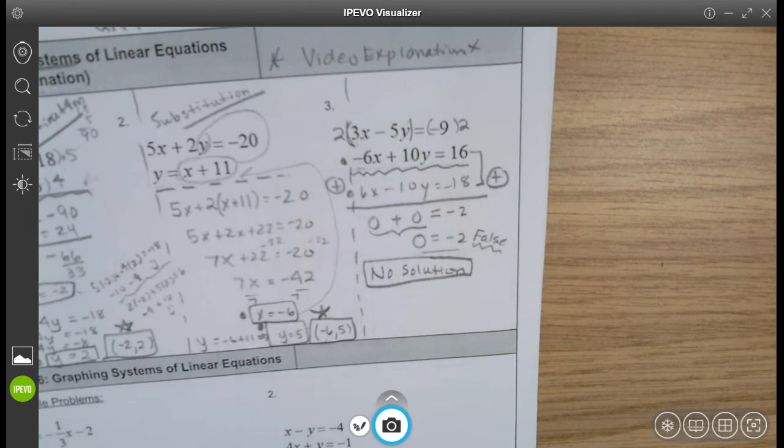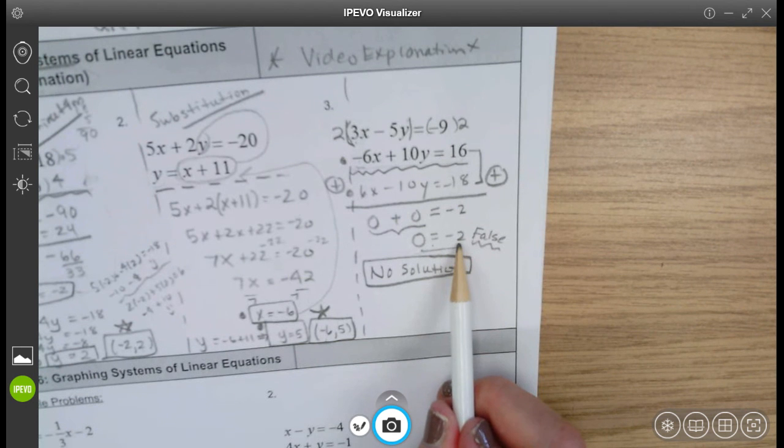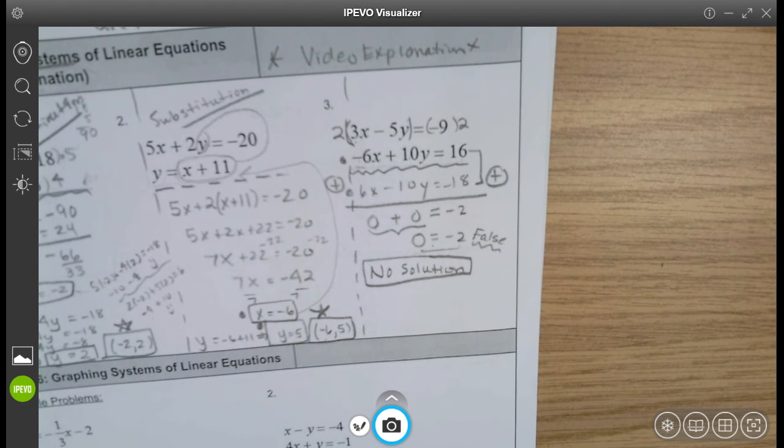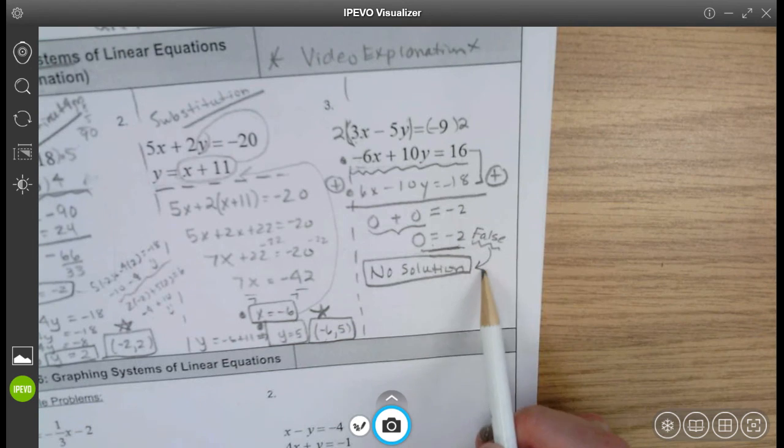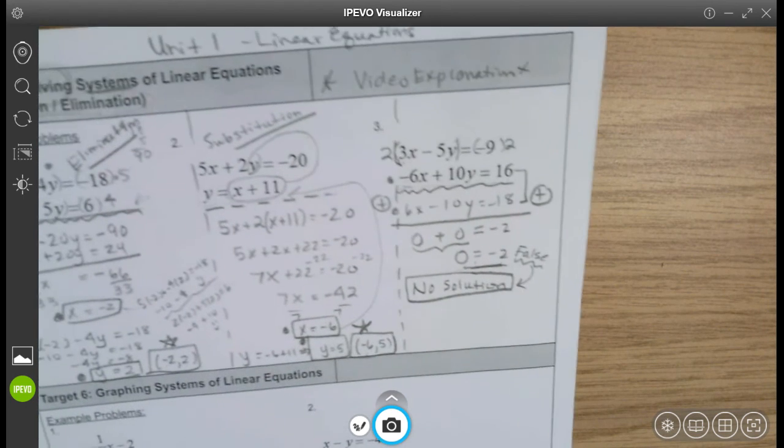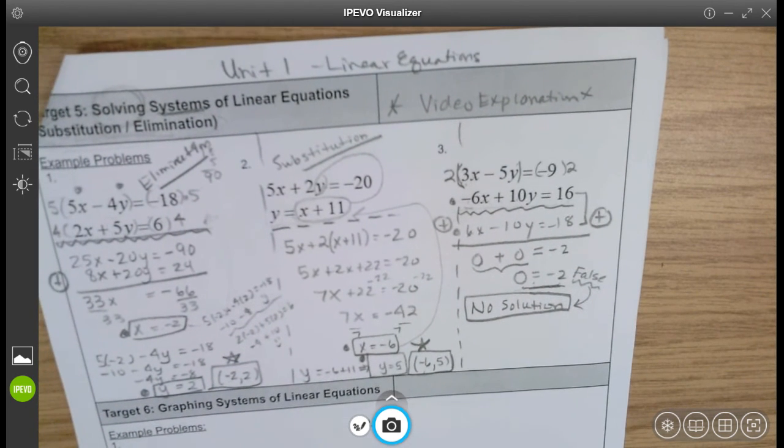So again, sometimes special things happen. If I would have gotten a 0 equals 0 there, like we did on an earlier problem, that would have been infinitely many solutions and one line would have landed on top of the other. But since it's a false statement, that's what makes us say no solution. So that is target 5 for unit 1.